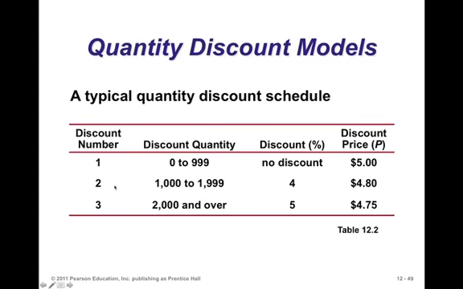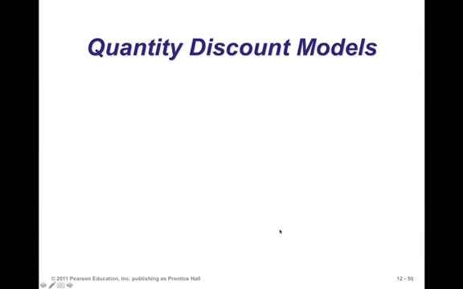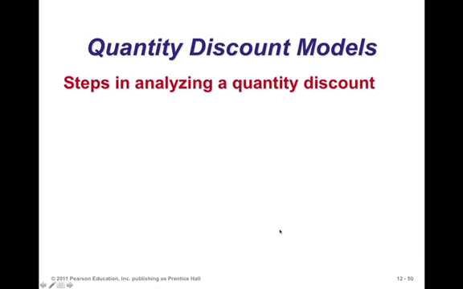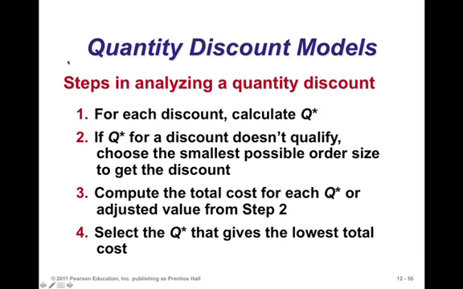And so here's an example. 3 discount levels: 0 to 999, 1,000 to 1,999, and over 2,000. There's no discount at this level, but there's a 4% discount and there's a 5% discount. So here's the initial price, and therefore these are the prices for the price breaks. So we now need to figure out this process to take advantage of this.